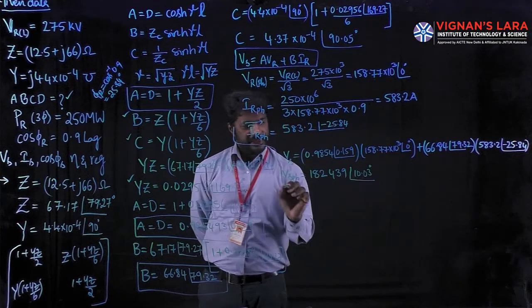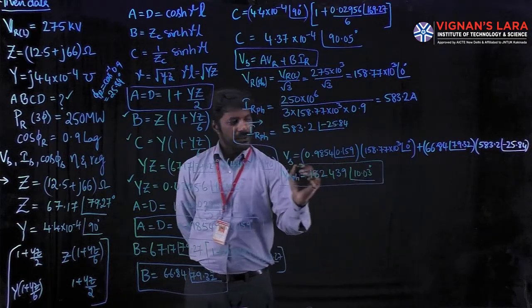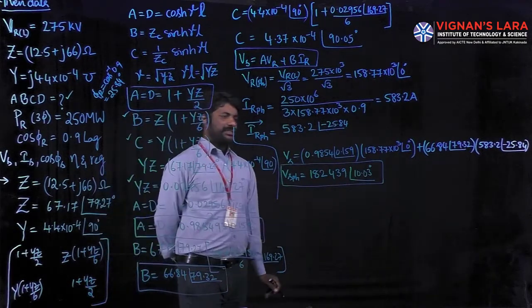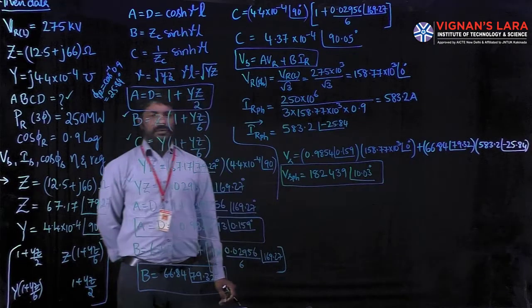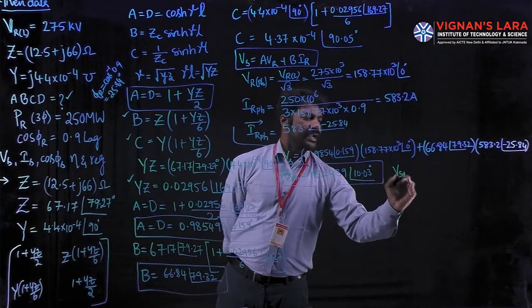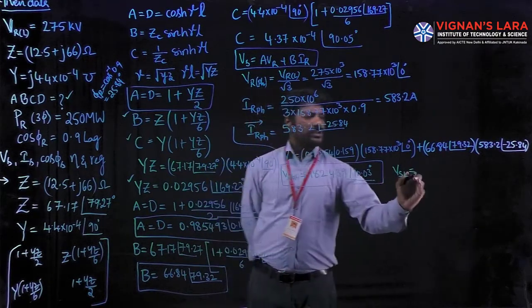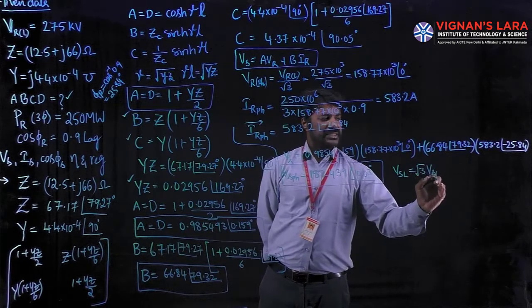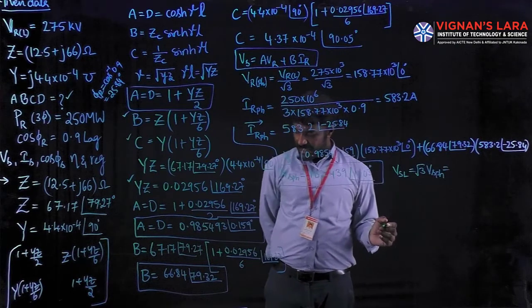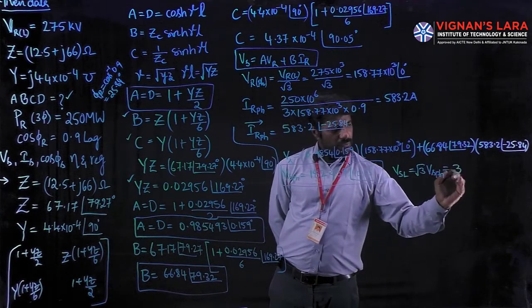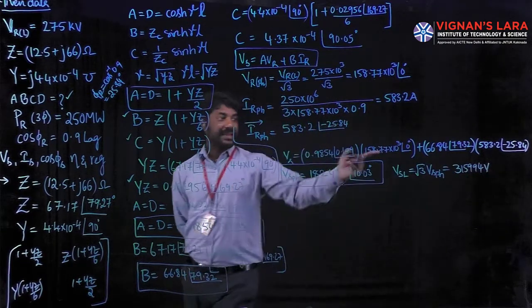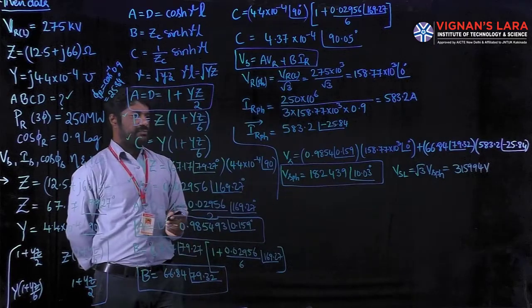Verify in the calculator. This is phase value. If at all we want the line value, we have to multiply it with root 3, because if you know V phase, VL is equal to root 3 V phase. Then VL is equal to root 3 into V phase, whose magnitude on the sending end side with line value is 315,994 volts. That is line value. This is phase value. Okay.